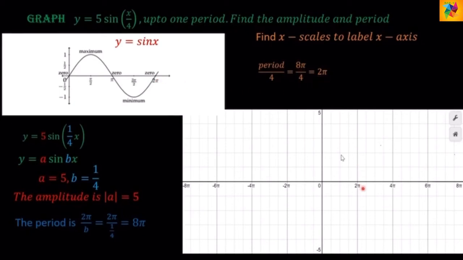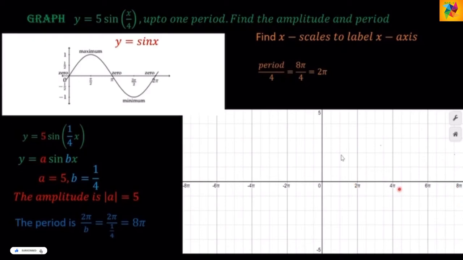We're going to count 2 pi, 4 pi, 6 pi, 8 pi. That's one period. All sine functions reach their period after 4 values. That's really important to remember.